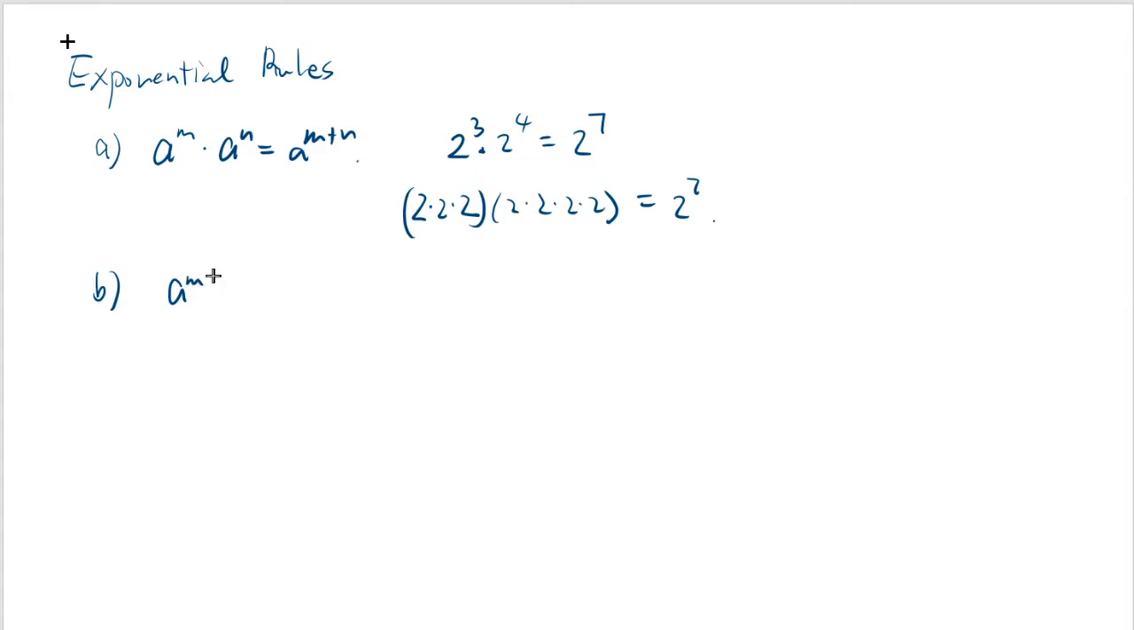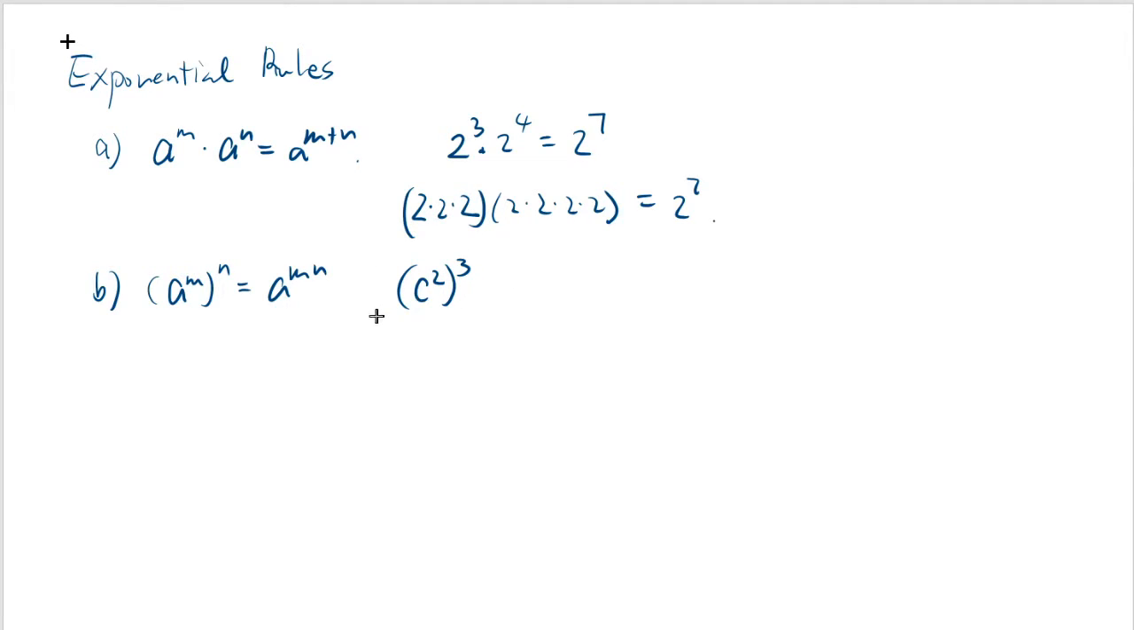Here's another one. a to the mth power to the nth power equals a to the m times n. Suppose you had c squared to the third power. This rule would say that that's c to the sixth power. But why is that true?